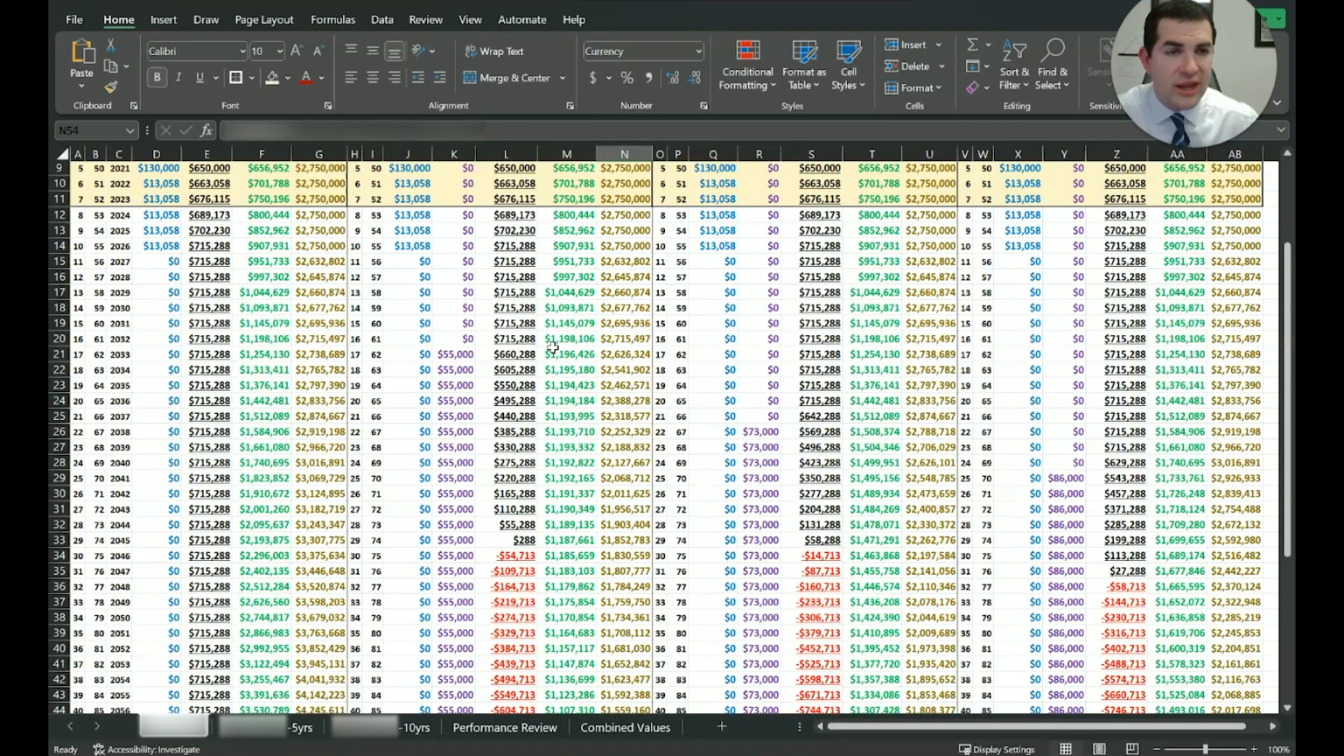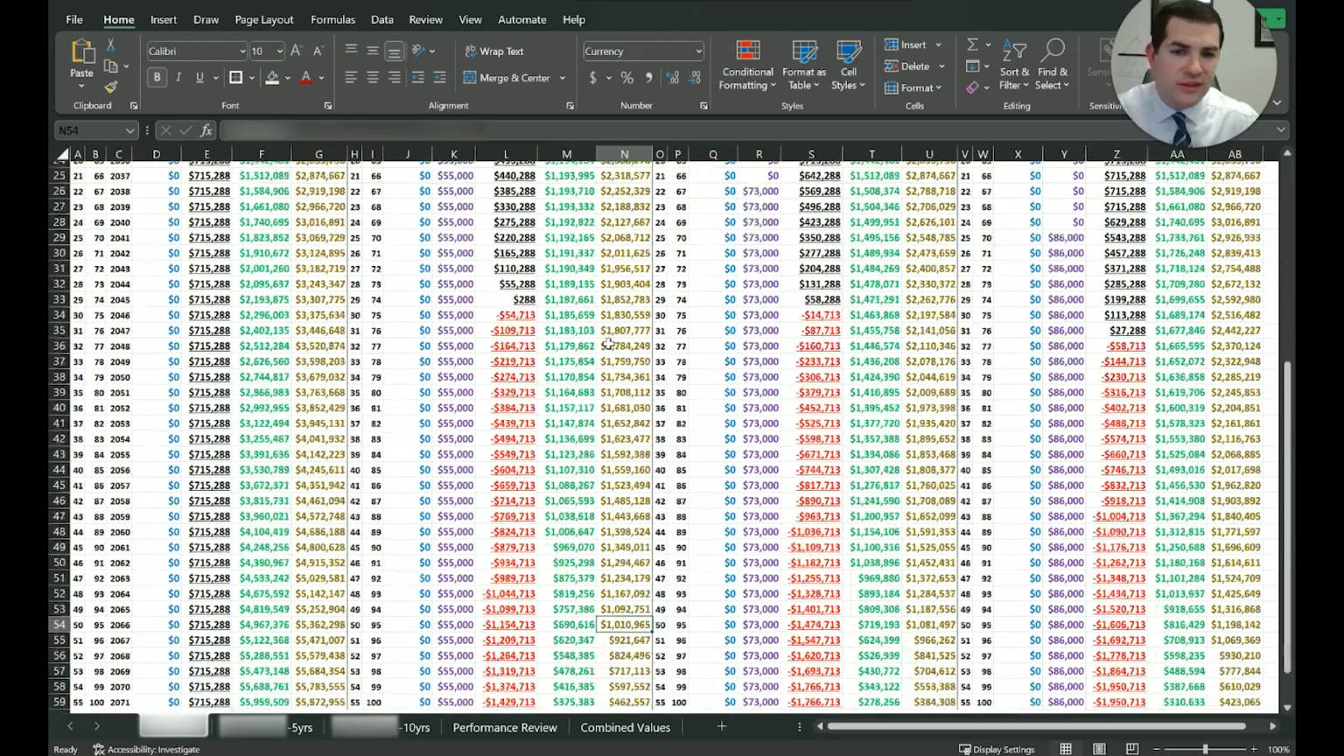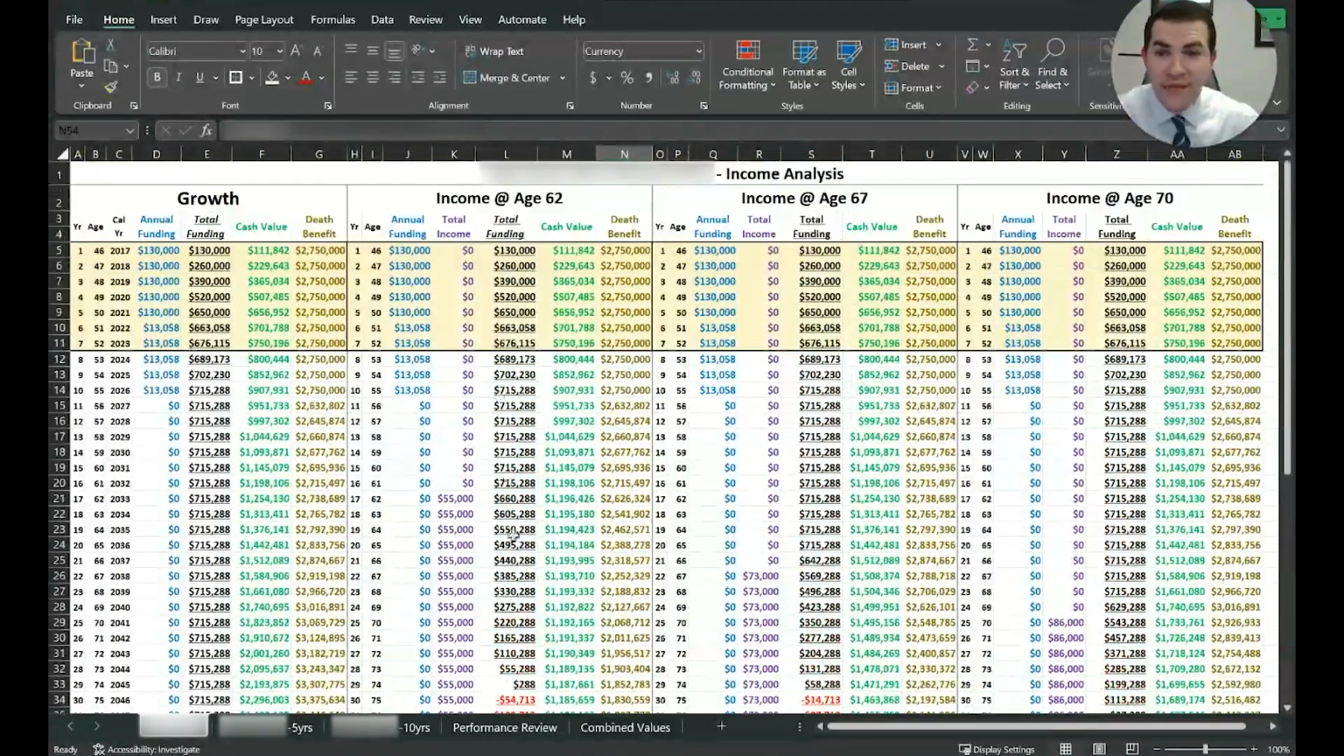Now, this is, again, based on the present dividend rate. If things change, the dividend rate and such changes, these values will adjust, but we'll continue to update it every year, just like we have.